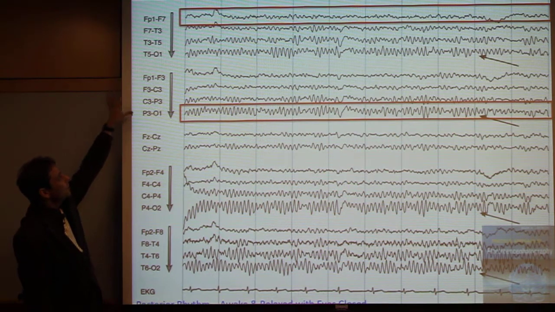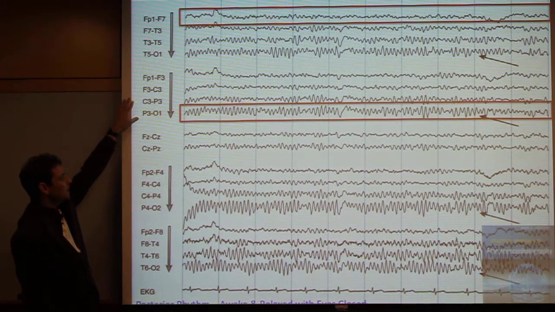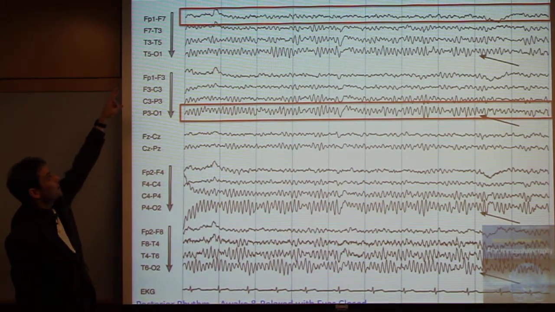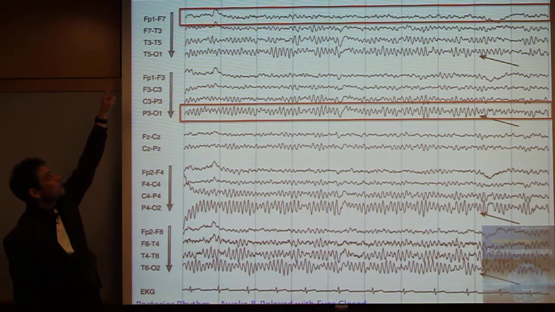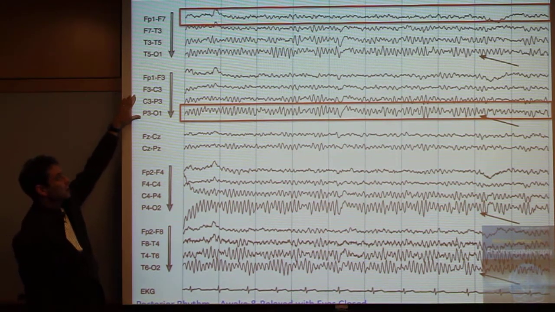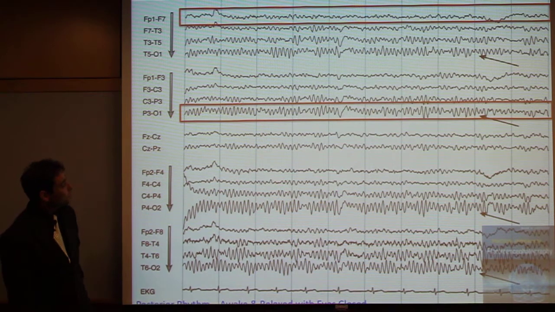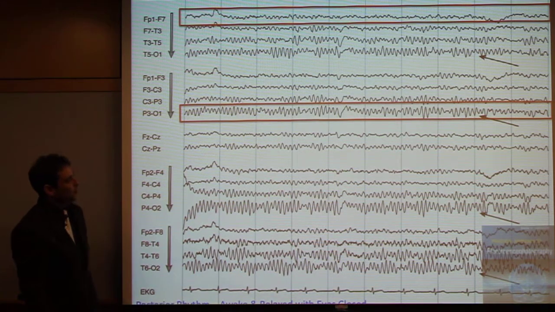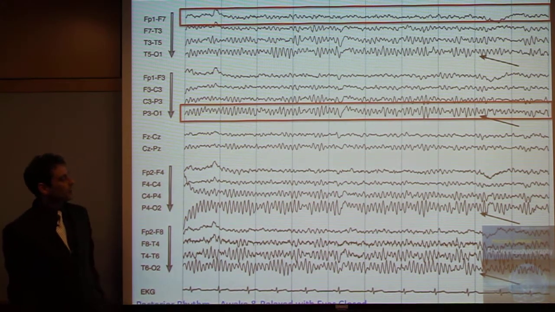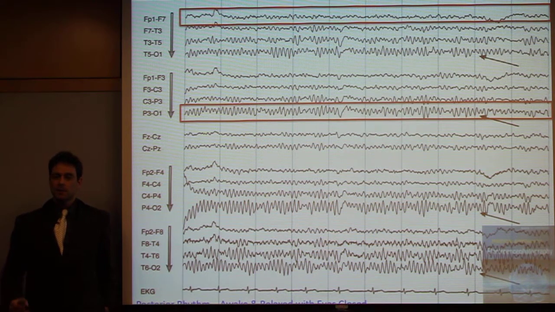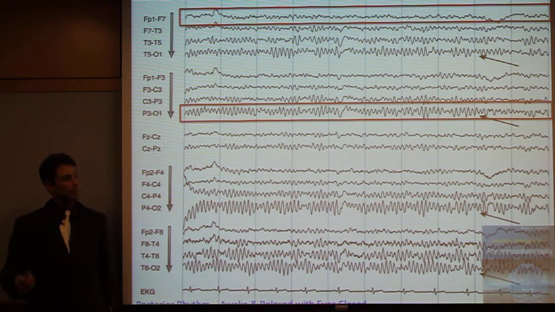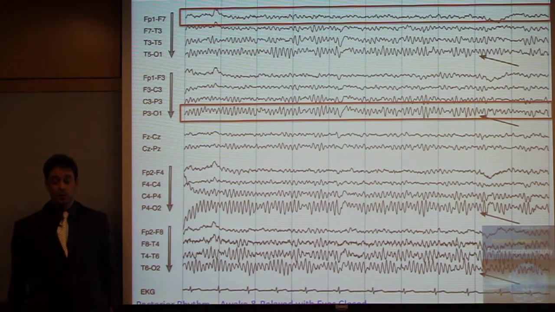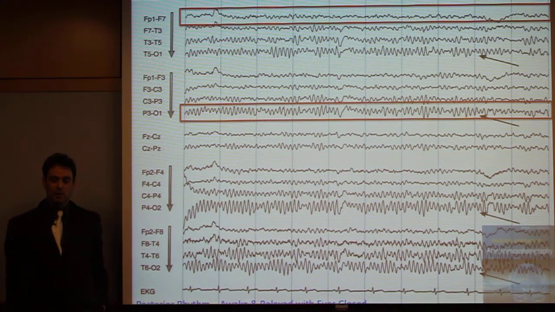The leads on the top are from the left-hand side. These are central, and these are from the right-hand side. And they're grouped together. The arrows are indicating that the direction is from frontal down to occipital in each of the groups. What you can appreciate in this waveform is that the rhythm is a slow alpha rhythm, a nice repeating alpha rhythm, which occurs when a person is awake, relaxed, and with their eyes closed.